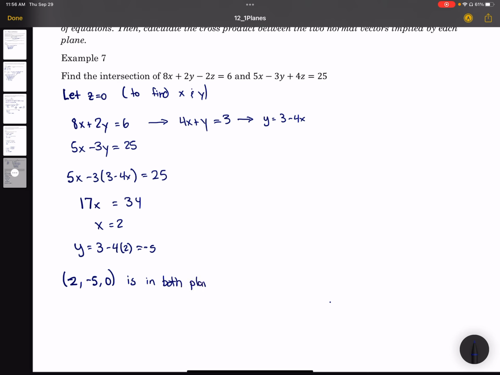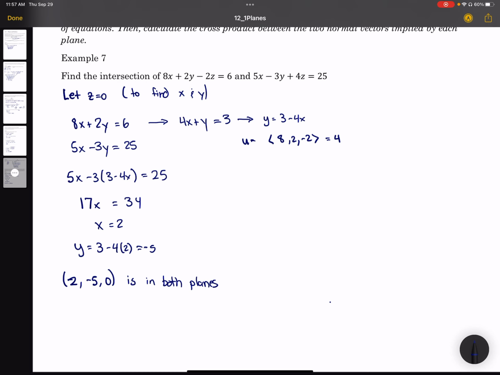both planes. But what's also true is that this point is on the cross product of the vectors that help form our two planes. So our two vectors are u equals 8, 2, negative 2, which, for smaller calculations, we could write as 4, 1, negative 1. So let's make that a smaller calculation because we do have to do the cross product.